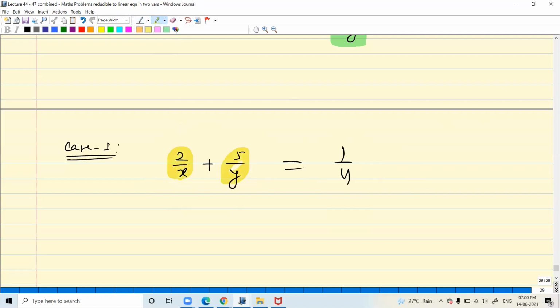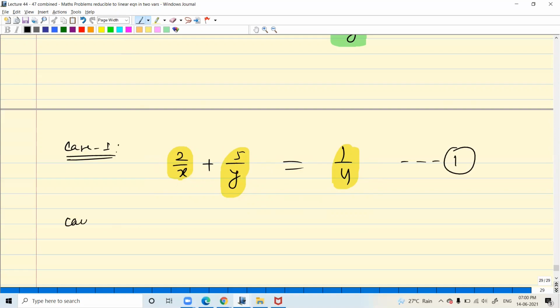2 women, 5 men, they do this much work every day. And since they take 4 days to complete, that means they are doing 1/4 of the work every day, so that in 4 days they will complete the work. Okay, so this is your first equation.